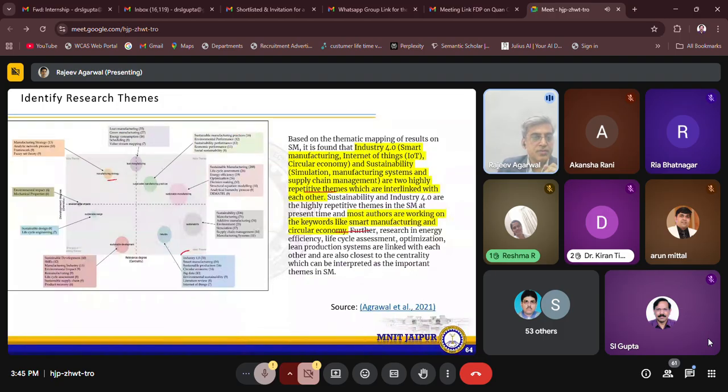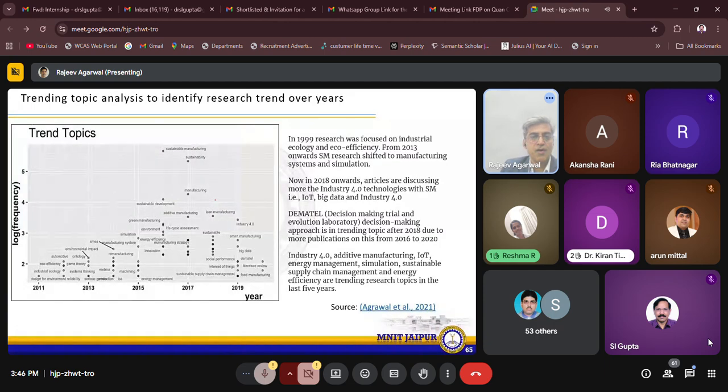You can see this is a manufacturing strategy, this is the environmental impact, and how thematic mapping actually helps to reduce this particular. So here sustainable manufacturing is number one, then life cycle, energy efficiency, and others. What are the trending topics? Sustainable manufacturing is one of the trending topics. Then sustainability, then manufacturing. Lower are these.